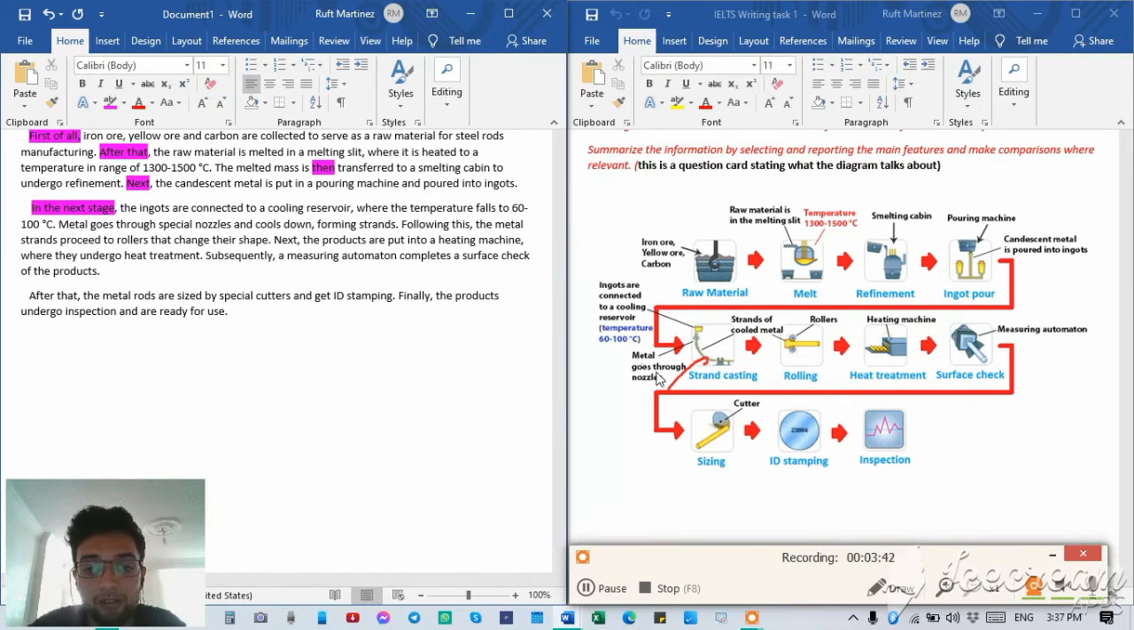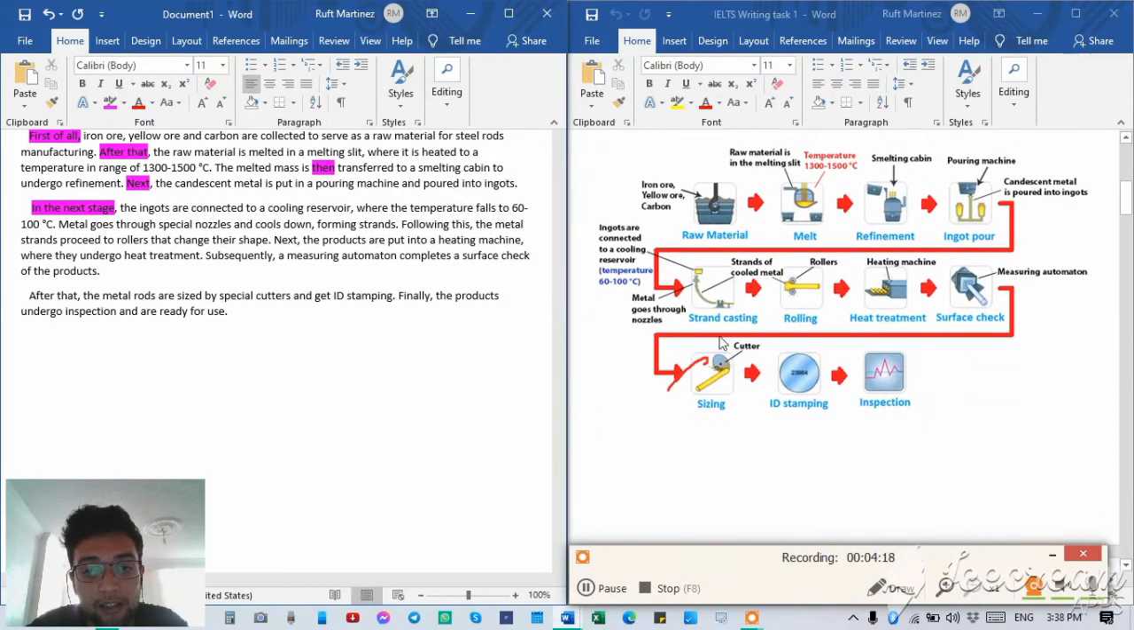Writing that metal goes through special nozzles and cools down. Because it says it goes to a cooling reservoir, you can write the sentence how you understand it. Just make sure that you understand the process before you write the sentence. You don't need to change the order of the sentences. The metal goes through special nozzles and cools down. It's not the paragraph, it's just something that I drew before. Forming strands.